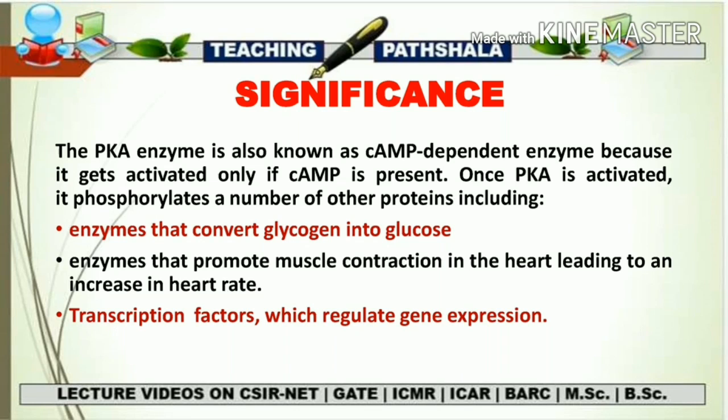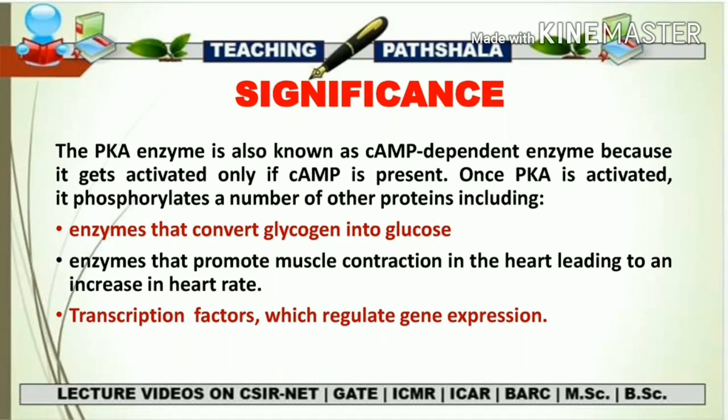So we can read from here that the protein kinase A enzyme is also known as the cAMP dependent enzyme, because it gets activated only if cAMP is present, and that we have discussed in the previous slide. Once this PKA is activated, it phosphorylates a number of other proteins, including the enzyme that converts glycogen into glucose. In the previous slide displaying the cyclic AMP pathway, we have seen that protein kinase A phosphorylates the CREB protein. In this way it phosphorylates many proteins, because it is involved in many different pathways.